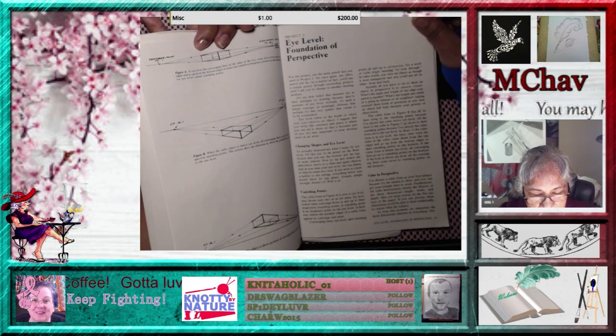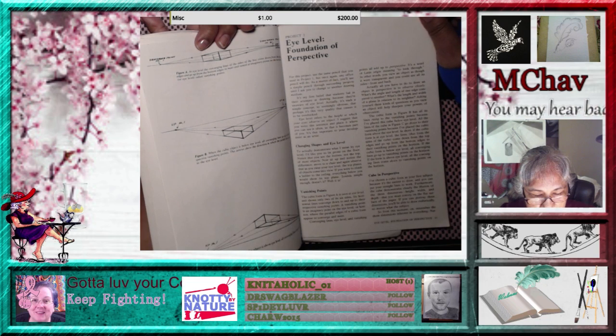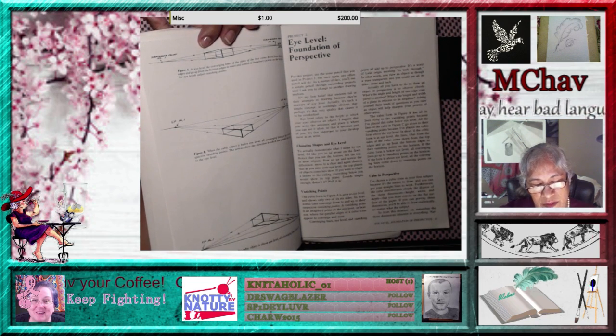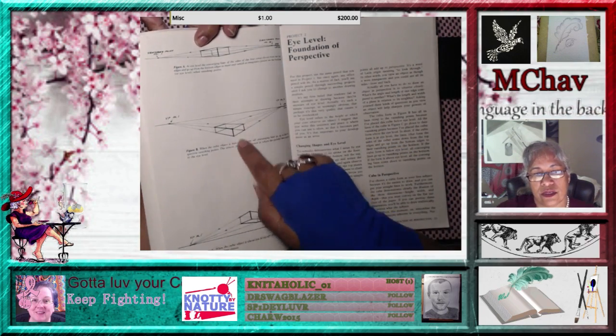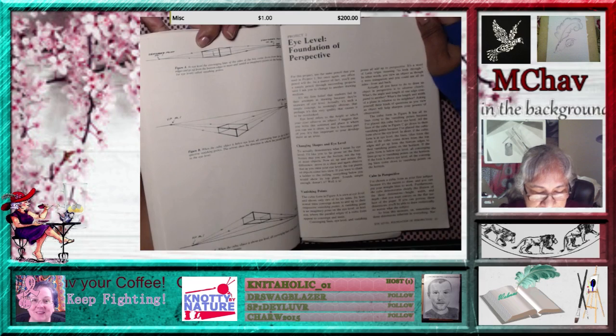For this project, use the same pencil you'll use in project 1. And this is the eye level foundation and perspective, and this is what they're talking about, and below eye level.